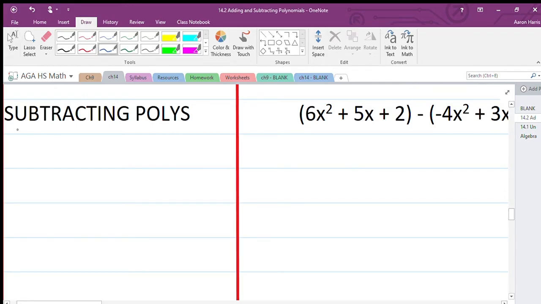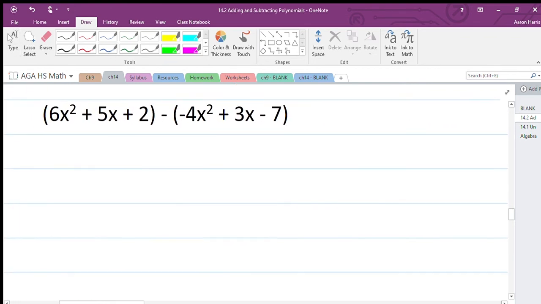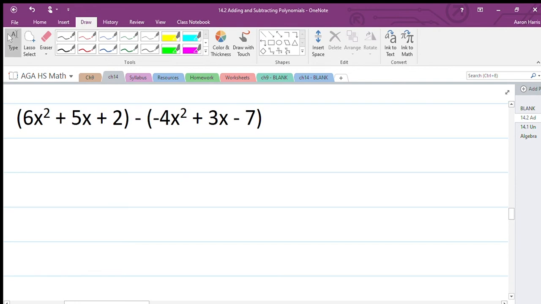All right, so let's move to subtracting polynomials. What is the difference between subtracting polynomials and adding polynomials? That sign right there in the middle. That's it. PEMDAS still works out, so 6x squared plus 5x plus 2. Notice this is the same exact problem, but we're going to subtract. There's an understood what here? Negative 1. So what do we have to do with that negative 1? You got it. We're going to distribute.